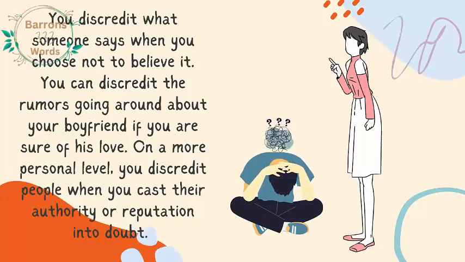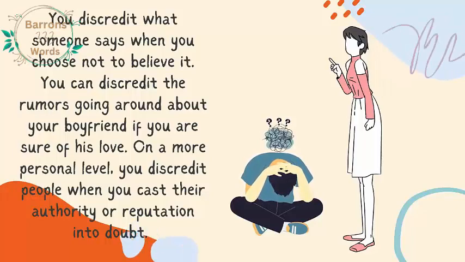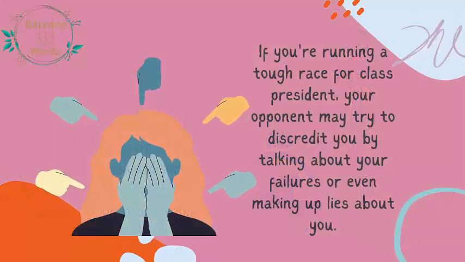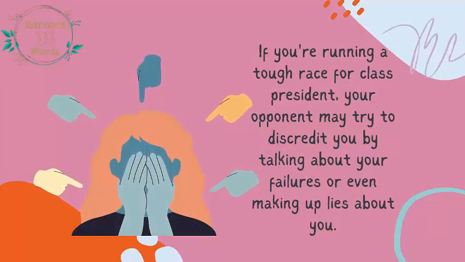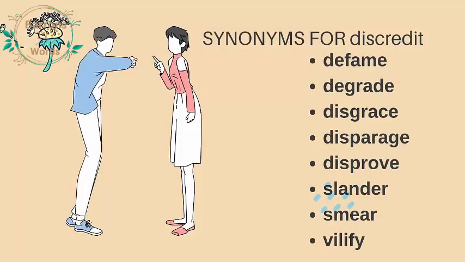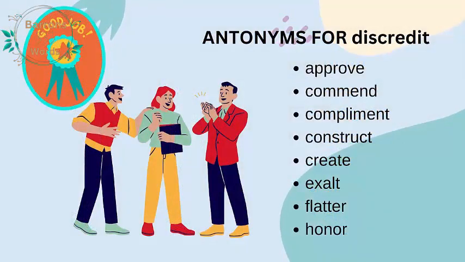On a more personal level, you discredit people when you cast their authority or reputation into doubt. If you're running a tough race for class president, your opponent may try to discredit you by talking about your failures or even making up lies about you. Synonym: defame, degrade, disgrace, disparage, disprove, slander, smear, vilify. Antonym: approve, build, commend, compliment, construct, create, excel, flatter, honor.